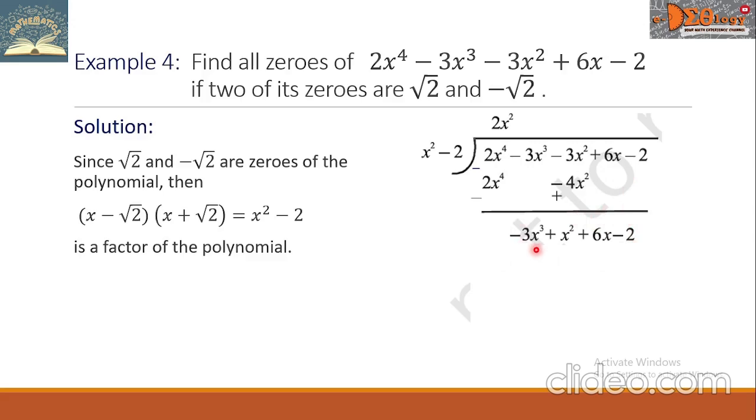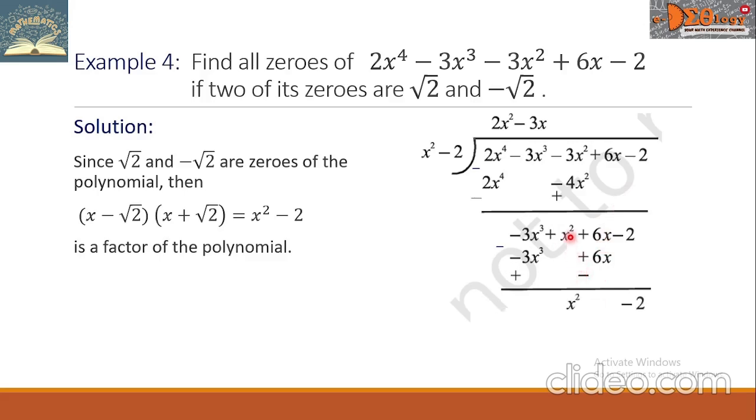This negative 3x cubed divided by x squared, the answer is negative 3x. This negative 3x we multiply to each of the terms of the divisor. The answer is negative 3x cubed and positive 6x. Let us subtract. Let us change the sign of the terms of the subtrahend. This negative becomes positive, the positive becomes negative. Then we add negative 3x cubed plus 3x cubed, cancel. Positive 6x plus negative 6x also cancel out.